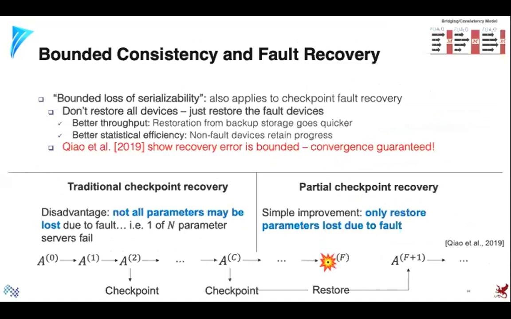As another note, bounded consistency has other applications, such as the ability to recover from faults. You don't actually have to restore all parameters from a checkpoint. You can restore only the devices that crashed and let the non-faulty devices proceed with their existing progress instead of resetting it to the last checkpoint. This can be proven to converge correctly under a theory that's pretty similar to the SSP theory. And basically you get better throughput and statistical efficiency.